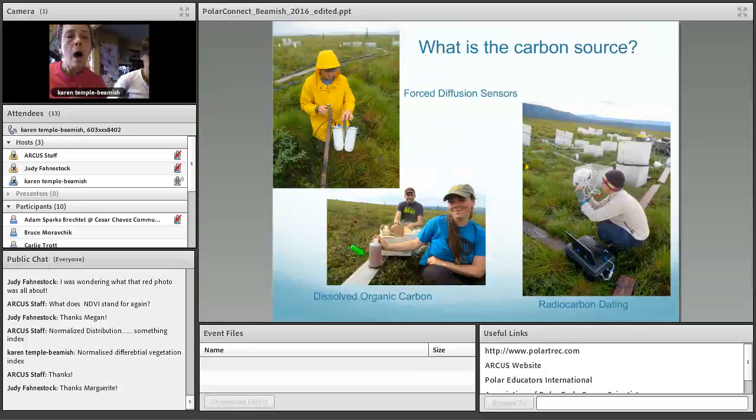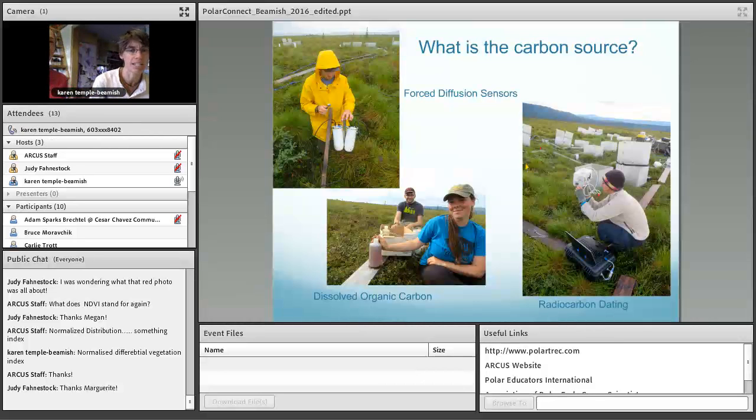And then on the right-hand side, we have Marguerite, who is collecting data for radiocarbon dating. I'm going to let her explain briefly what that means. Yeah, so one component of our lab's research that's fairly unique is that we do a lot of radiocarbon dating of the carbon that's being released from the soil.